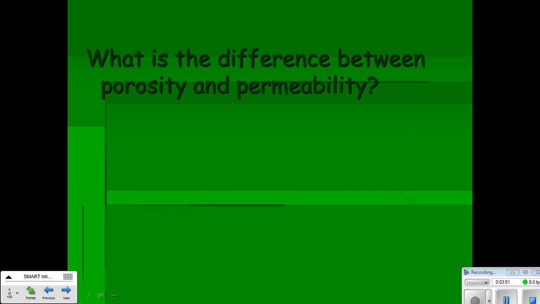What is the difference between porosity and permeability? We've already talked about porosity as being the amount of open space between the grains or the particles, and permeability as being the amount of water that can fit into that space. So that's what I would tell you to put down here. Porosity is the amount of space. Permeability is the water that can go into that space.